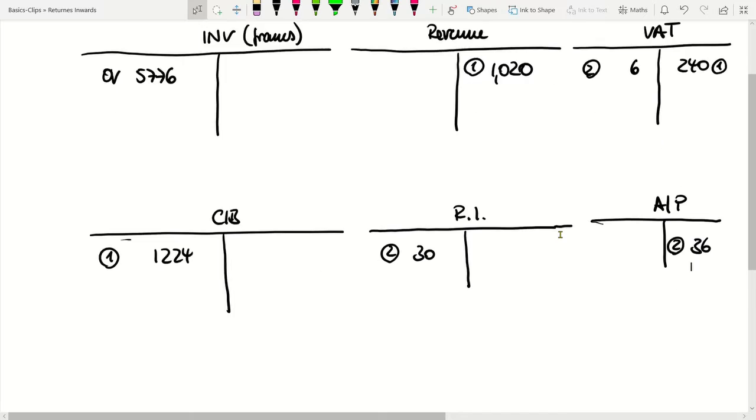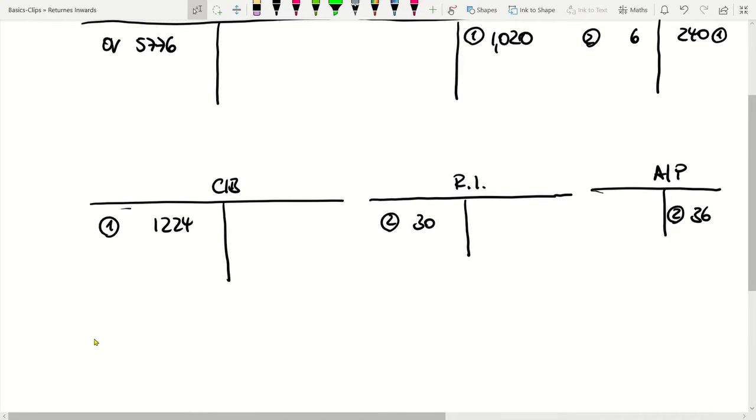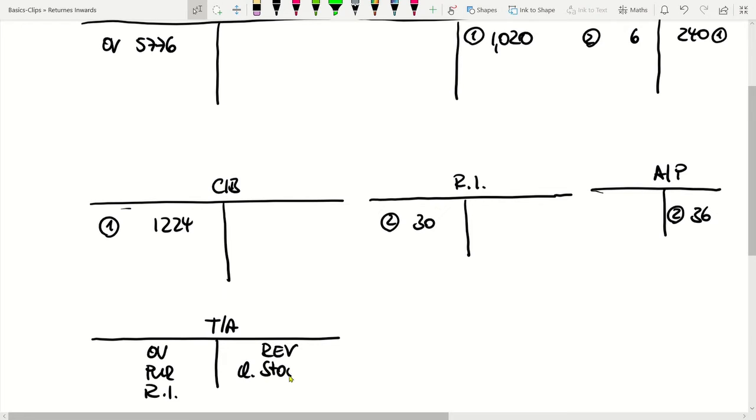Now we want to prepare a trading account. The trading account will show us the opening values, the purchases, the returns inwards. On the credit side, we record the revenue and the closing stock. I record the opening value, 5,776. The company earned a revenue of 1,020.